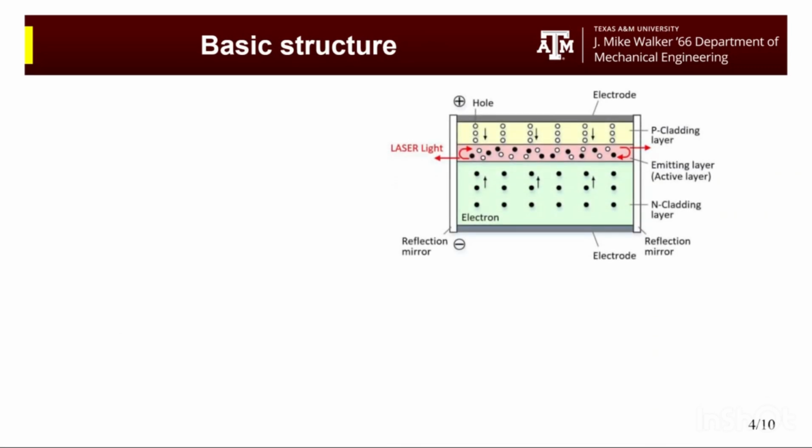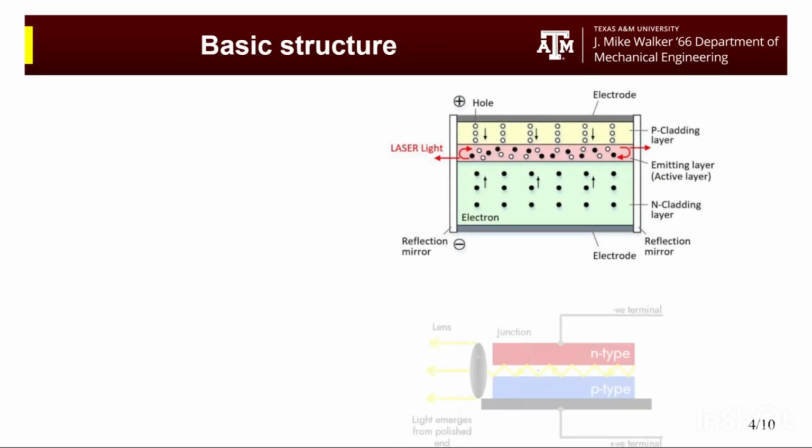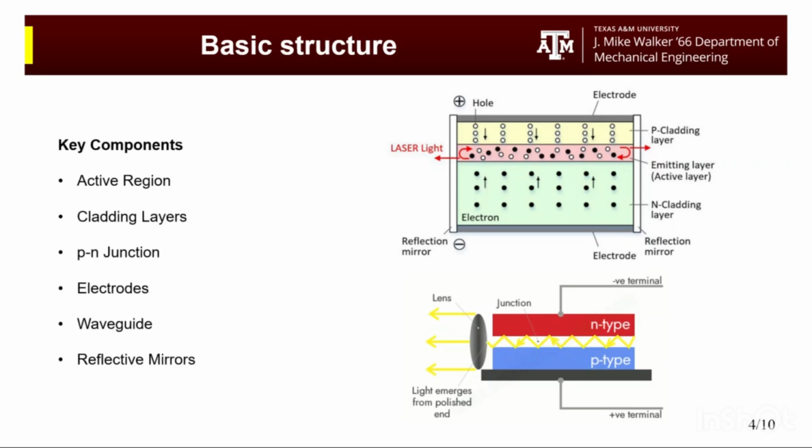About the structure of semiconductor lasers, I can say there are some key components, including the active region, which is between the N cladding layer and the P cladding layer, and the cladding layers surround the active region. The active region is actually the heart of the laser, where electron-hole recombination occurs. We're going to have a PN junction, which provides the medium for charge carrier injection, electrodes, waveguides and reflective mirrors.